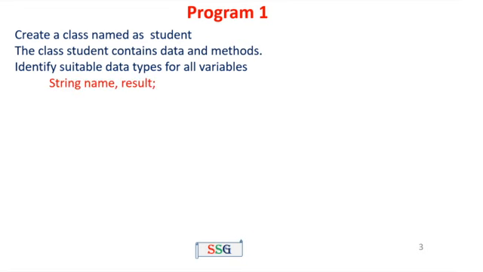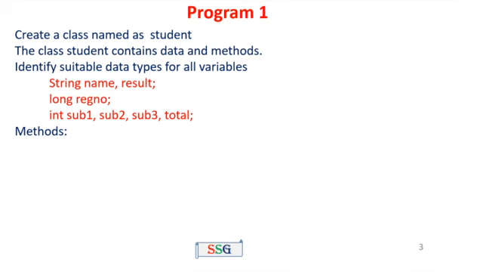So in our case, we have the variables name and result. Name is a string variable. Result is also a string, that means the result may be either pass or fail. Then next one, register number. Register number should be a lengthy number, so that's why it is declared as a long data type. The next ones, subject 1, subject 2, subject 3 are marks. Marks range from 0 to 100. Then total equals the sum of subject 1 plus subject 2 plus subject 3, a maximum of 300, so it is declared as an integer data type.